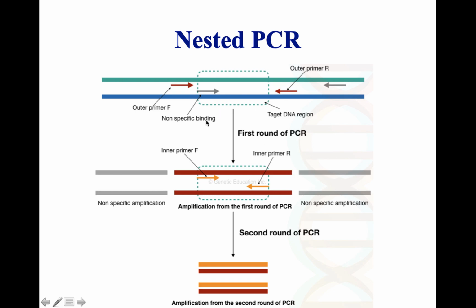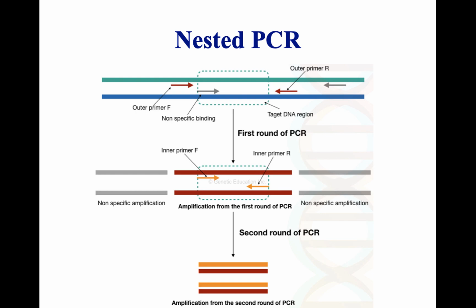Here, if the first round of primers binds to the DNA, it may also result in non-specific amplification. But at the same time, we can see the specific amplified product which is formed in the first round of the PCR.